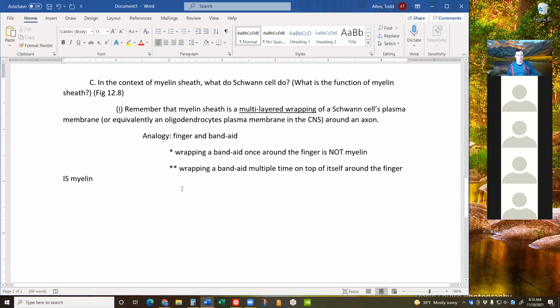Okay. And so let's continue our conversation here. So the functions of myelin sheath are several-fold. Myelin sheath functions to first act as an electrical insulating tape.